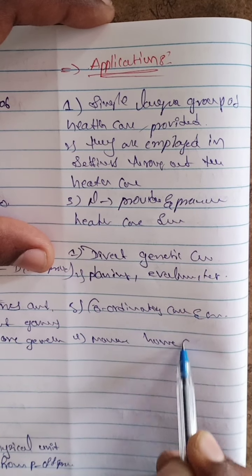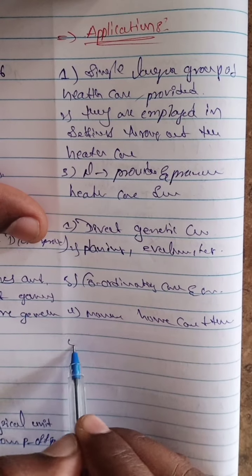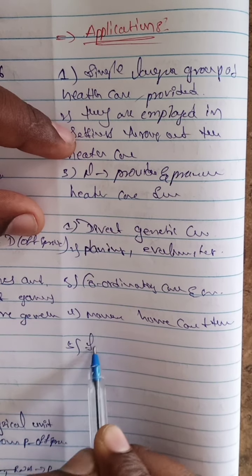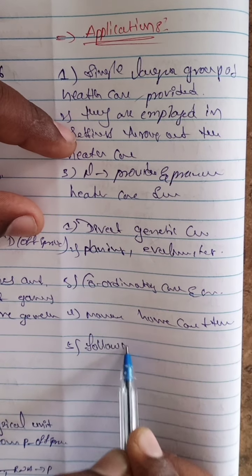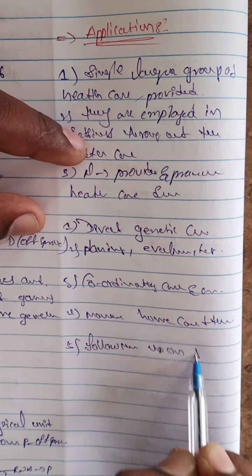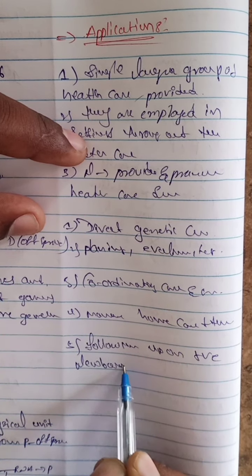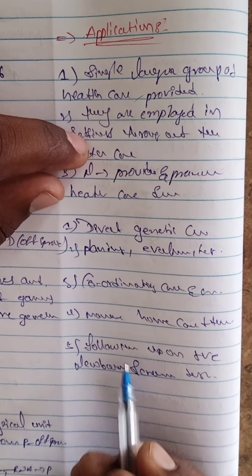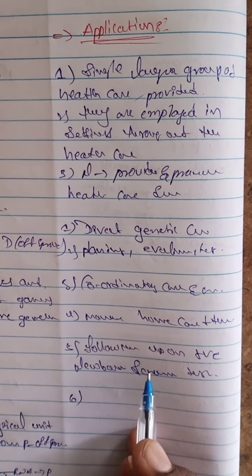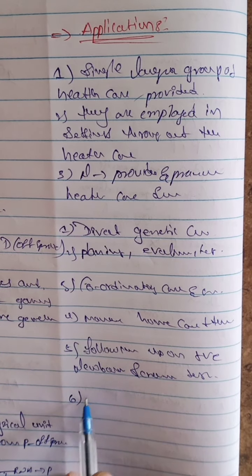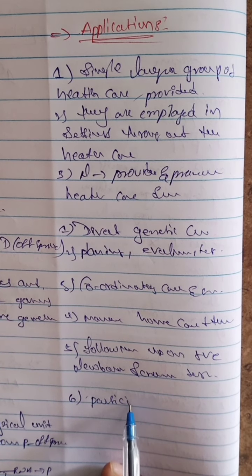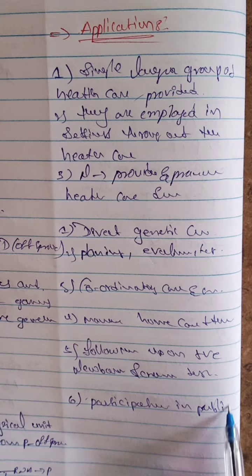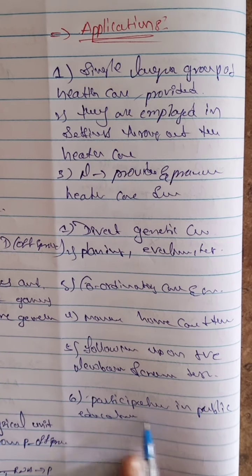The next one is managing home care and therapy. Number five is following up on positive newborn screening tests. And number six is participating in public education about genes.